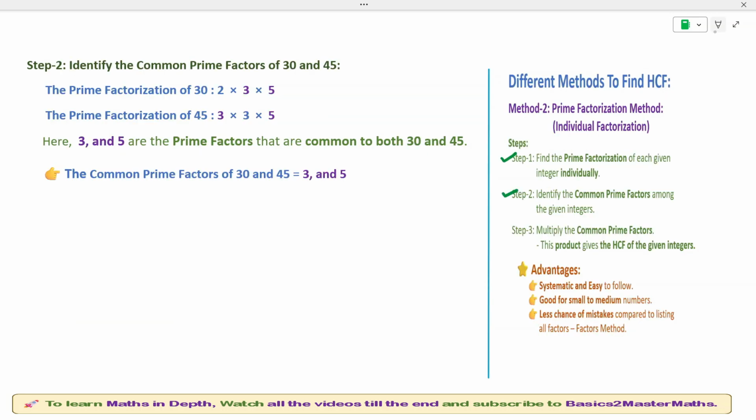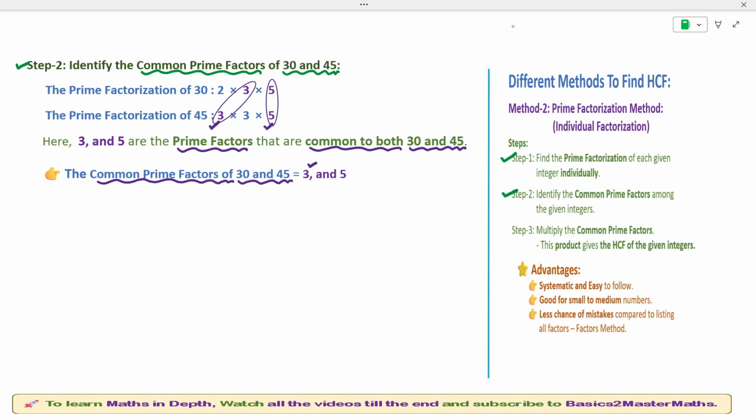Now, let's move on to step 2. Identify the common prime factors of 30 and 45. Observe here, 3 and 5 are the prime factors that are common to both 30 and 45. So, the common prime factors of 30 and 45 are 3 and 5. Got it?